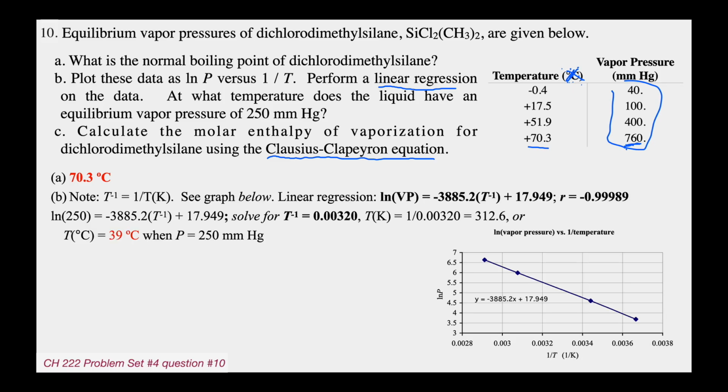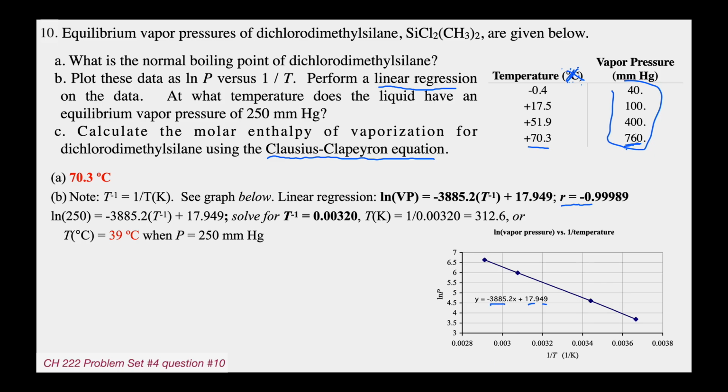So in this problem, here's what I did, all right? With a T minus 1, which is like 1 over temperature, it's 1 over the temperature in Kelvin. And that graph in the lower right is the result of my 1 over temperature in Kelvin versus natural log of vapor pressure values. And you can see it's a nice straight line. It has a slope and a y-intercept, and I got these numbers from the linear regression.